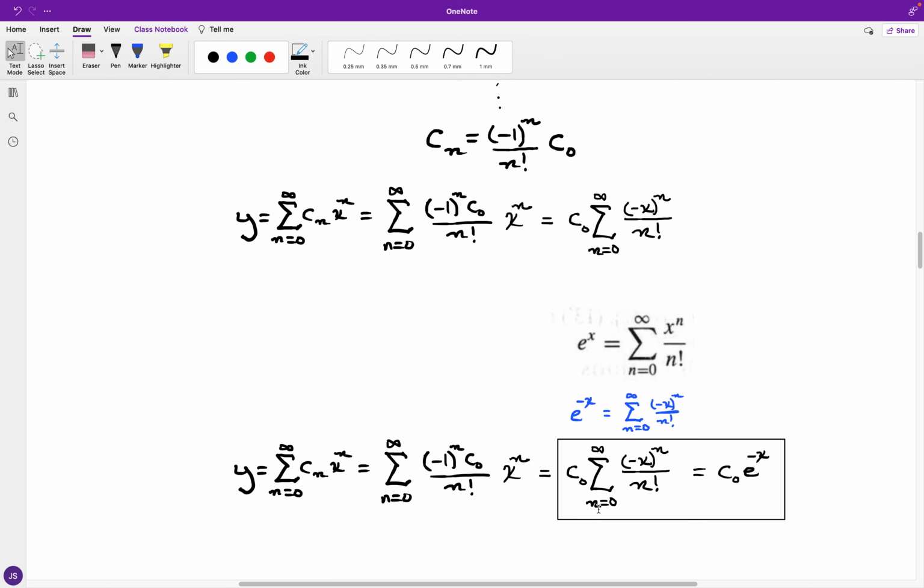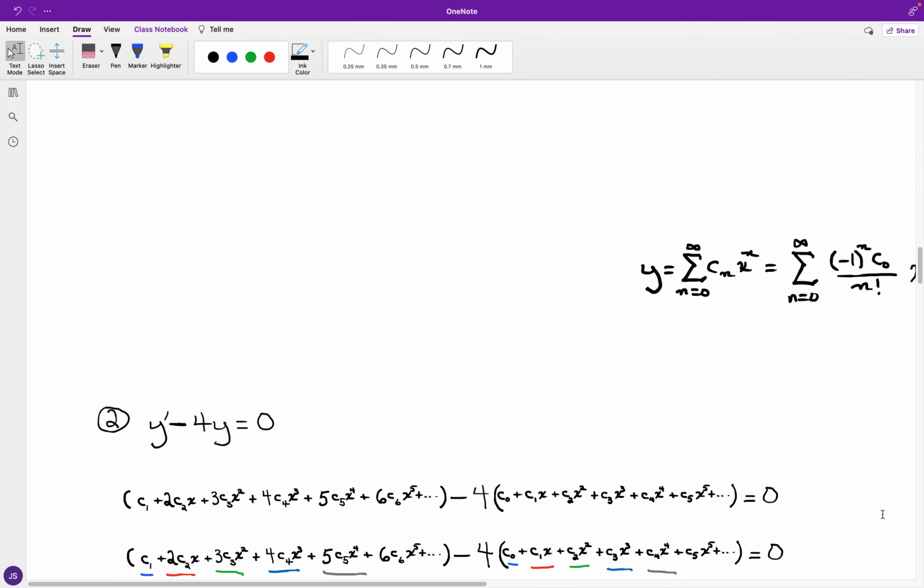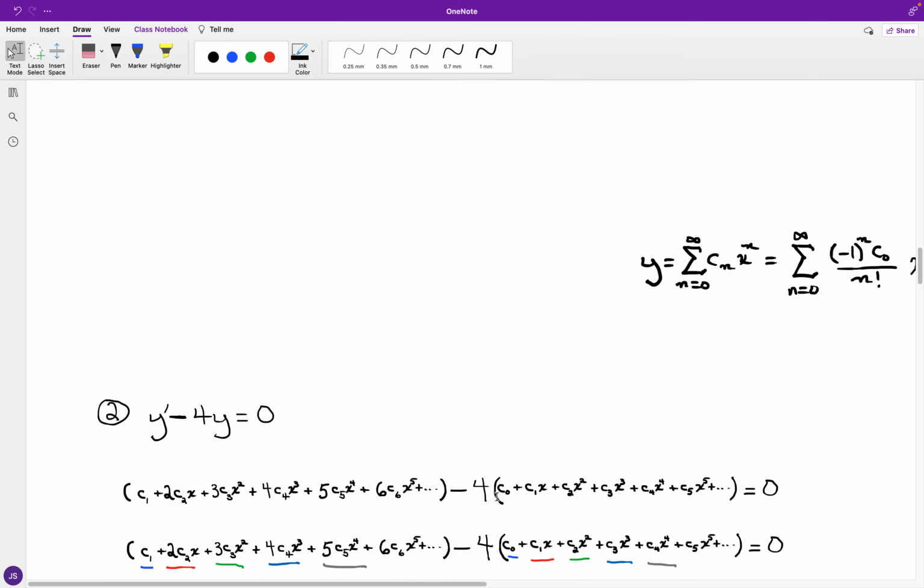So we have a constant times the summation as n goes from 0 to infinity of negative x raised to the nth power all over n factorial, and that will translate to c naught times e to the negative x. Right. And in another case, let's say I have y prime minus 4y is equal to 0. Okay, and for what we're going to have here, a lot of the same stuff.